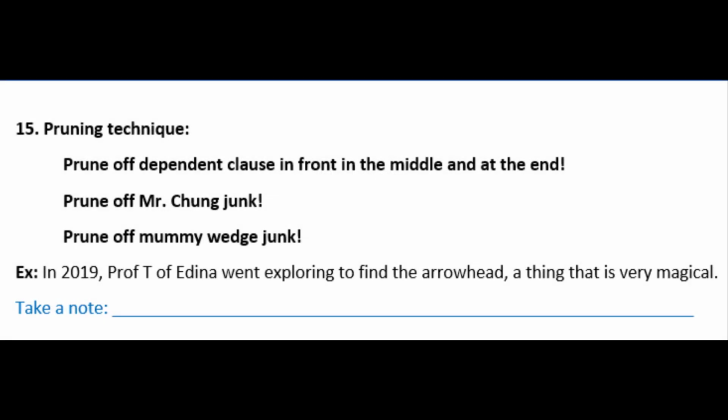Rule 15 is the pruning technique. Kids, remember the crazy movie at Harvard, The Mystery of the Precariously Propped Prunes? Well, pruning means to cut stuff out. So what do we cut out? We cut out anything that's a dependent clause. It could be on the front, it could be in the middle, or it could be at the end of our clause. Second thing that we can do when we prune is we could prune off Mr. Chung junk, or we could prune off Mummy Wedge junk.